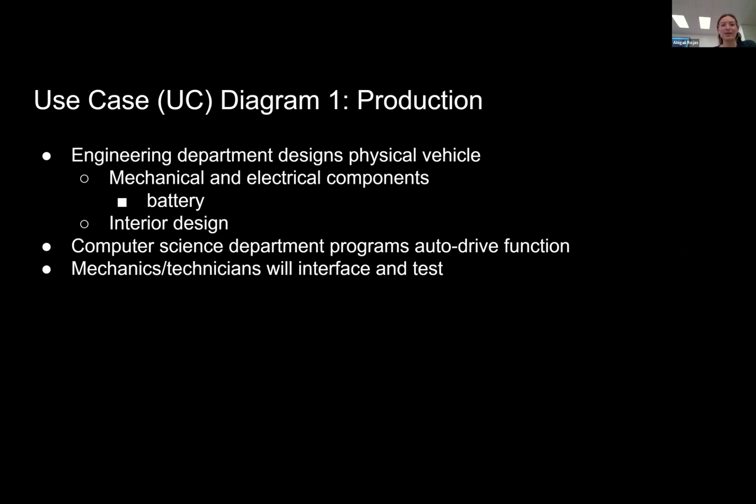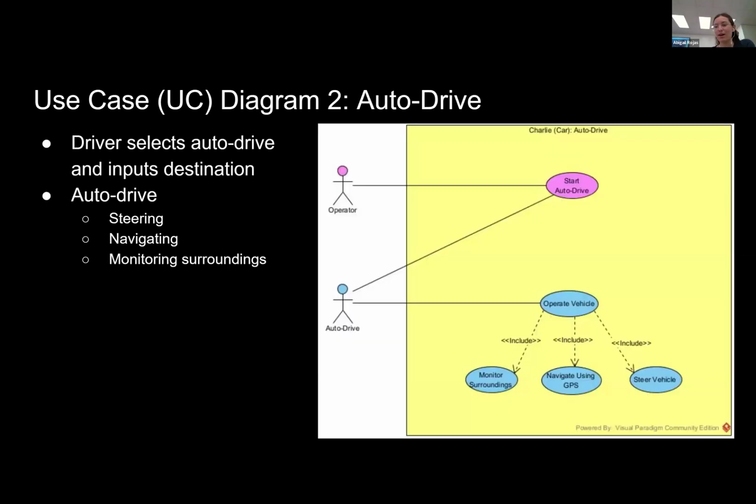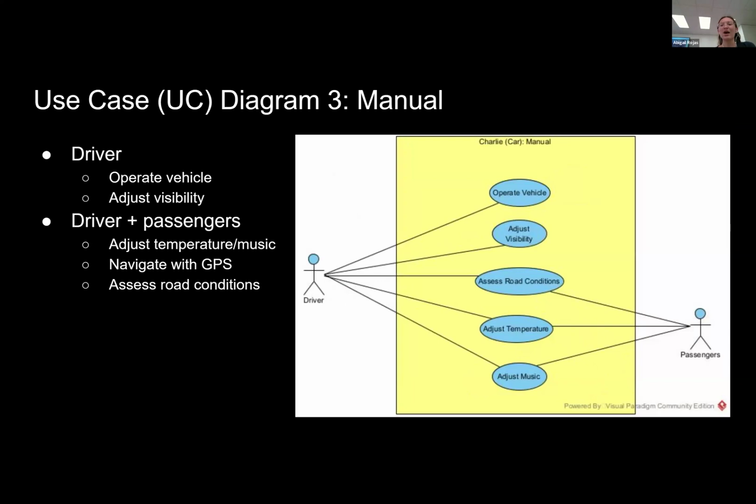And then I made a second use case diagram to show the auto drive feature. Basically, the driver or the operator would select auto drive and input the destination, and then auto drive would operate the vehicle by monitoring surroundings, using GPS, and then steering. And then for the manual option, it would just be the driver doing all of these things. And then I also included that the passenger can do some of them too, like assisting with temperature, music, GPS, and assessing the road.